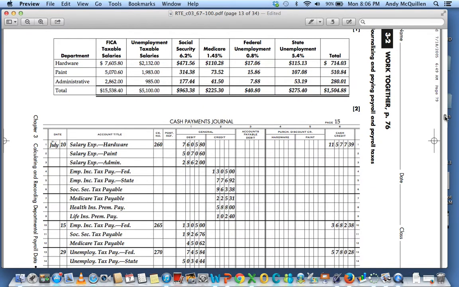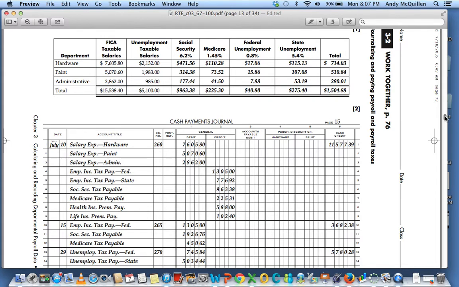3-2, as you're going to see, is a lot more of a review, but it is one of the tougher concepts in accounting, which is payroll. And we are going to be using some of the information from 3-1, which I'm not going to scroll up, but I will tell you where it's at.